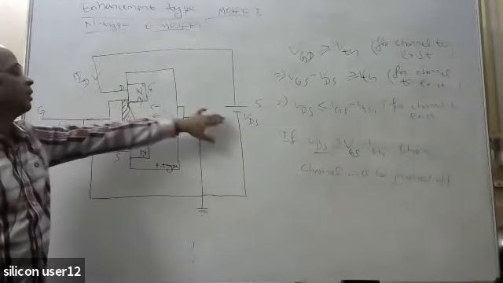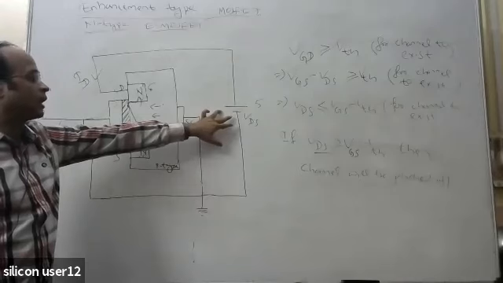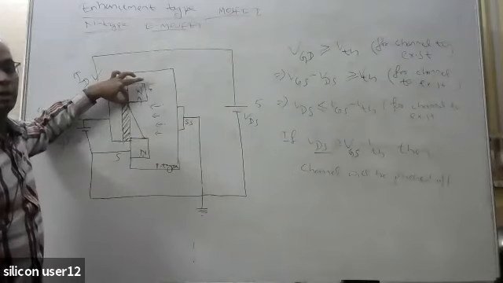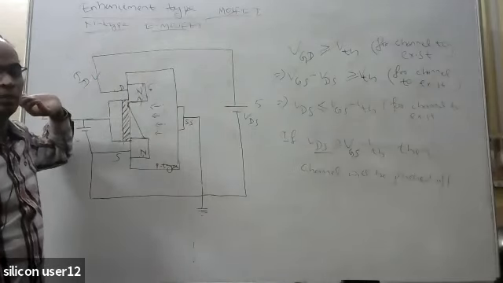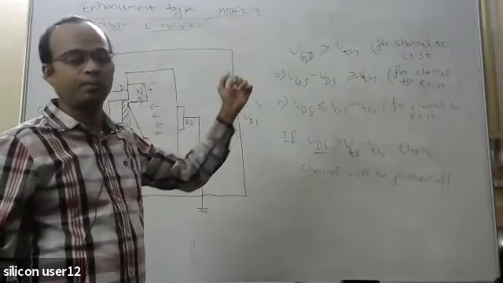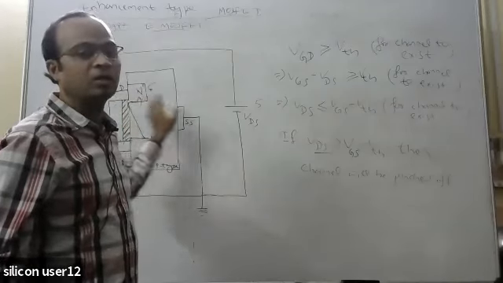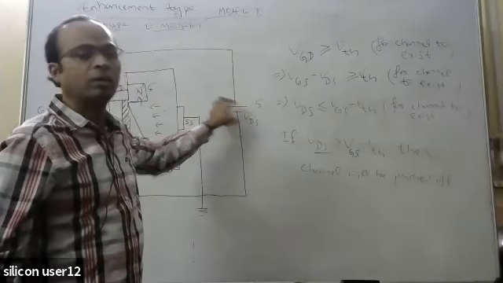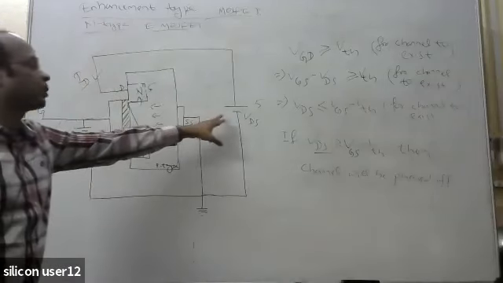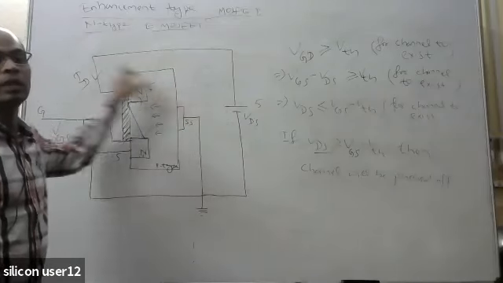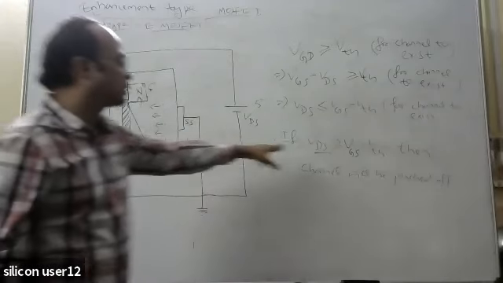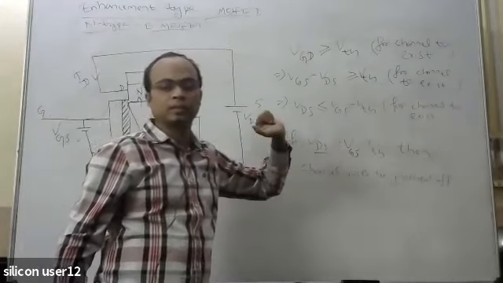So if your VDS is greater than or equal to VGS minus VTH, then this channel width will be equal to 0, or the channel will be pinched off. Once this channel is pinched off, what happens to the drain current? It gets saturated because after that there is no more channel. Earlier, if there was a channel, as you increase VDS, the drain current would keep increasing. But once this channel is pinched off, after that with respect to increase in this VDS value, still this drain current will not increase. So this channel gets saturated once VDS equals VGS minus VTH.